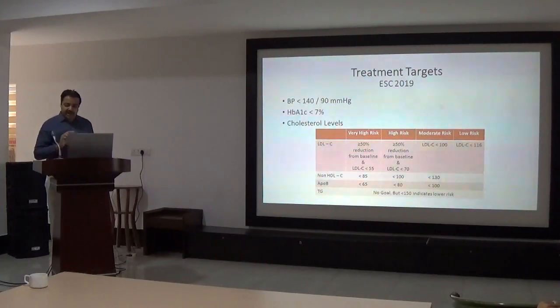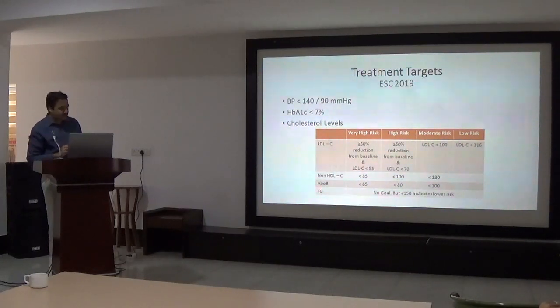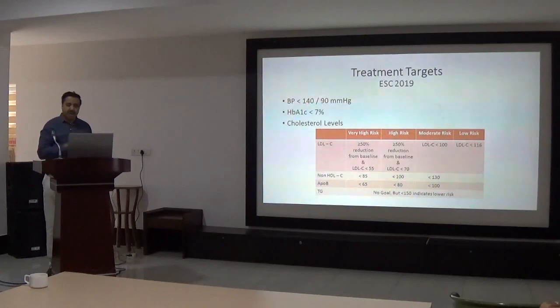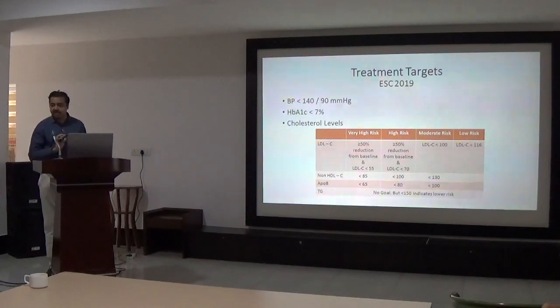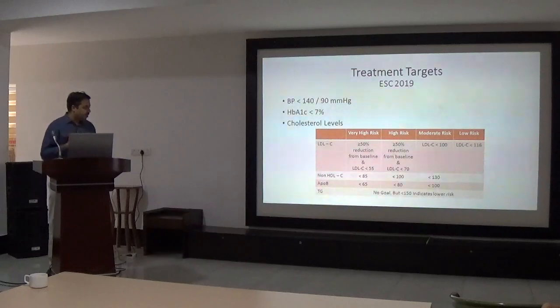So there is also a reason for why to select less than 50% LDL reduction. Treatment targets given by ESC 2019, which we are commonly following since the last 5 years: BP should be less than 140 by 90. That was given by the majority of guidelines. HbA1c should be less than 7. LDL should be less than 55, 70, 100, 160 for very high risk, high risk, moderate risk, and low risk groups.